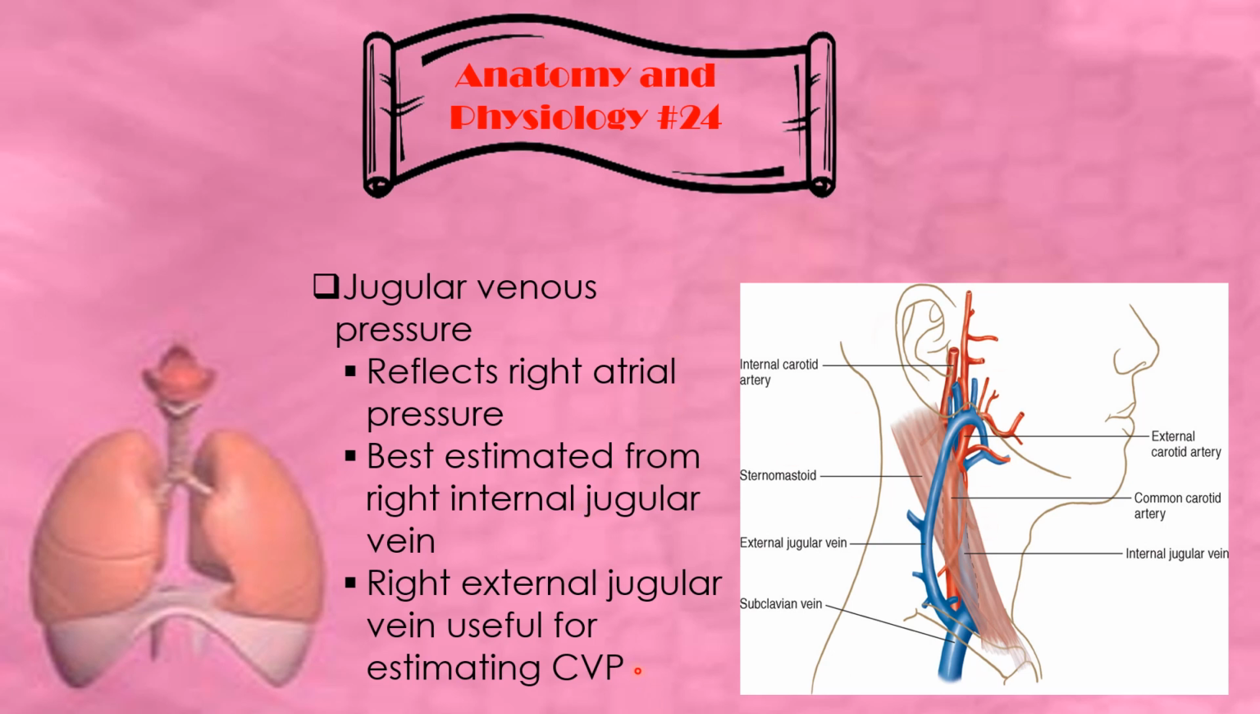The right external jugular vein is also useful for estimating CVP, or central venous pressure. The JVP usually falls with loss of blood, and it increases with right or left heart failure, or if there is pulmonary hypertension or tricuspid stenosis and pericardial compression or tamponade.